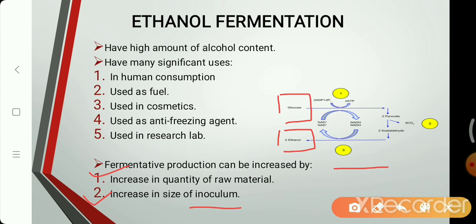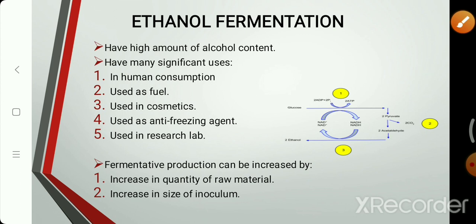First, the glucose is converted into pyruvate by the process of glycolysis. Pyruvate is further converted into two molecules of acetaldehyde, in which carbon is lost in the form of carbon dioxide. The acetaldehyde that is formed is then converted into ethanol. This is how ethanol is produced. This pathway mostly takes place in the yeast cell.